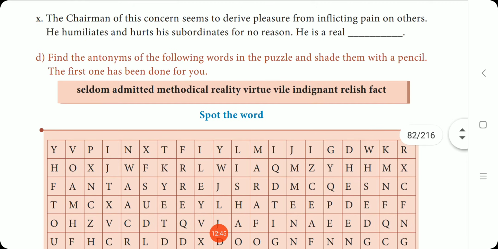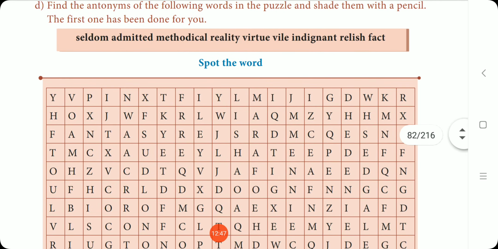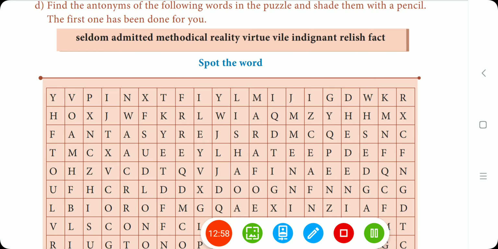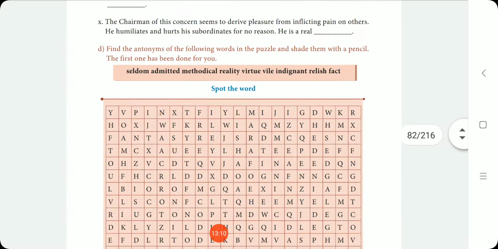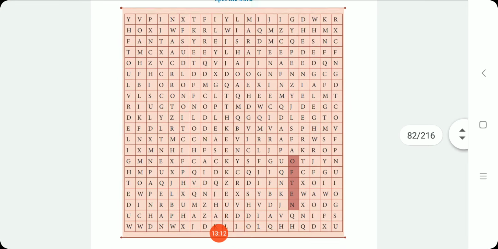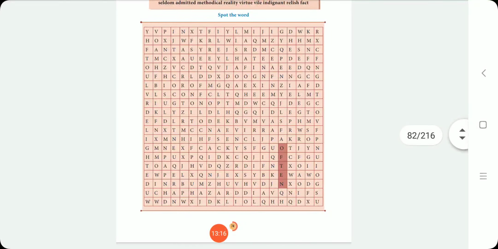Okay, so write everything. Next one, find the antonyms of the following words in the puzzle and shade them with a pencil. The first one has been done for you. See, here also they have not given a comma. Seldom, admitted, methodical, reality, virtue, while, indignant, relish, fact. So here they have given a puzzle box. In this, the antonyms of these words are hidden.